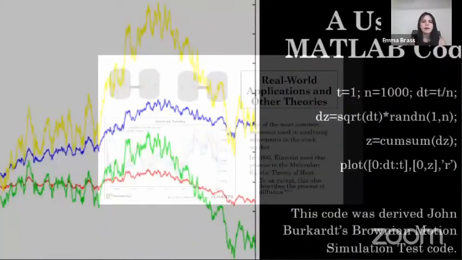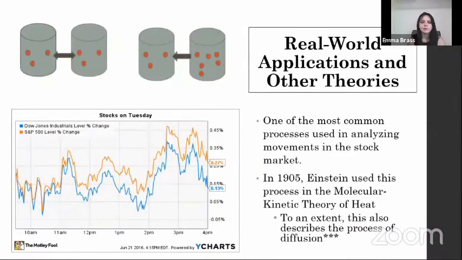So what are some real-world applications and other theories of Brownian motion? It's actually one of the most common processes used in analyzing movements in the stock market. Brownian motion is a stochastic random process, but its behavior can be predicted similarly to how futures in the stock market can be predicted. So not necessarily set in stone, but you can kind of predict what its movements will be.